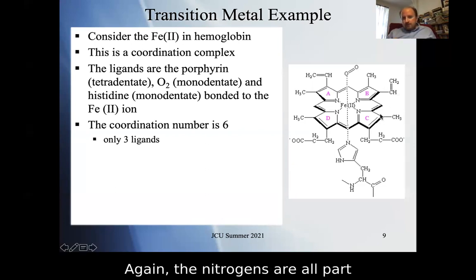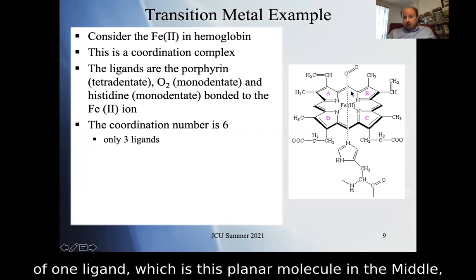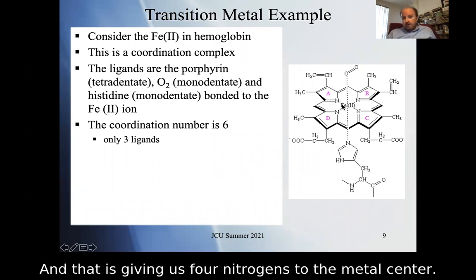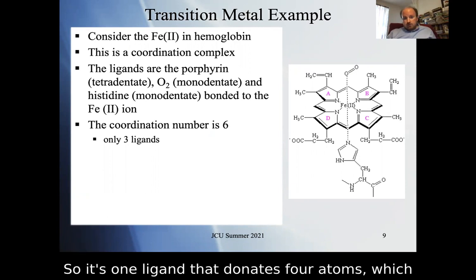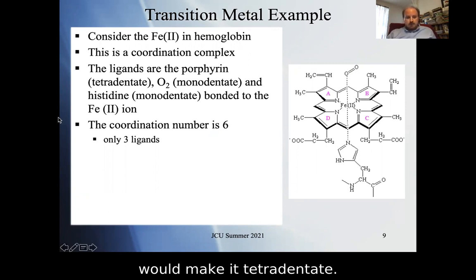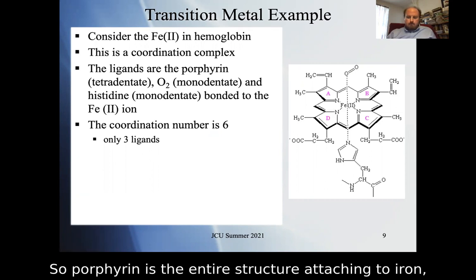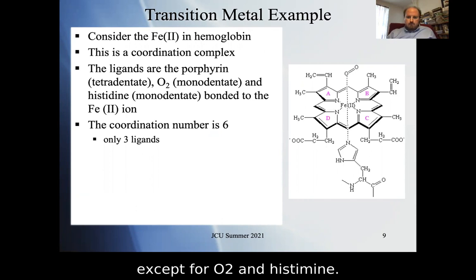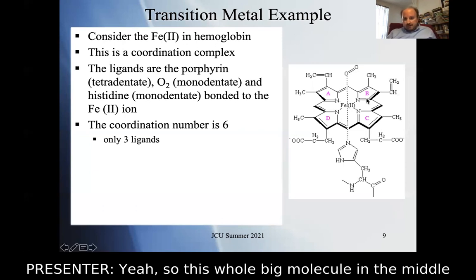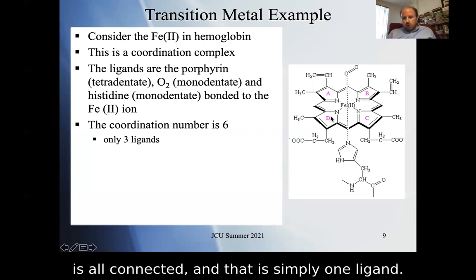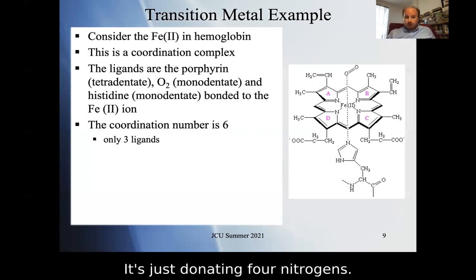Yes, so again, the nitrogens are all part of one ligand, which is this planar molecule in the middle, and that is giving us 4 nitrogens to the metal center. So it's one ligand that donates 4 atoms, which would make it tetradentate. So, Professor, just to clarify, porphyrin is the entire structure attaching to iron except for O2 and histidine. Correct. This whole big molecule in the middle is all connected, and that is simply one ligand. It's just donating 4 nitrogens.